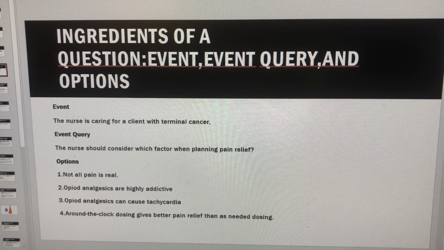Opioid analgesics may be addictive, but this is not a concern for a client with terminal cancer. Not all opioid analgesics cause tachycardia. Remember to focus on what the question is asking. So the answer is number 4.